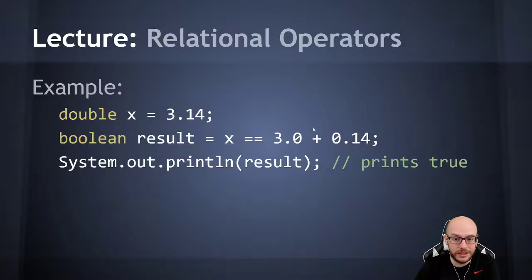These arithmetic operators will be evaluated first in the same way that multiplication gets evaluated before addition. That's because multiplication has a higher precedence. Same thing here. Our arithmetic operators have a higher precedence than our relational operators. So we'll do the math, and then we're going to ask, is 3.14 equal to 3.14? And the answer is yes.